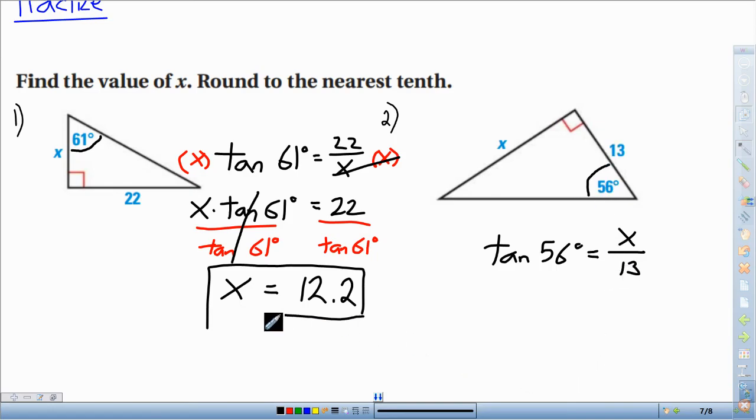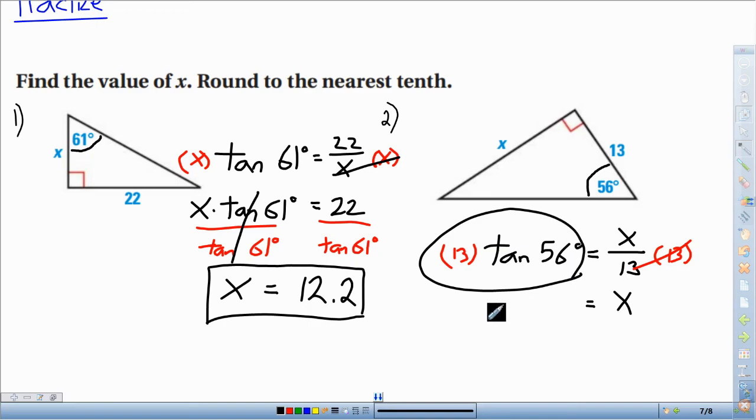All right, so on this problem here, looks like our variable is ending up in the numerator, the top, which doesn't matter. We're going to multiply by what's in the denominator. So multiplying by 13, both sides. And by the way, these problems where the variable ends up in the numerator are the easier, the quicker of the two, because all we got to do is multiply by that denominator. These cancel, and we're getting x on the right, and on the left, this is all we need to type in our calculator, 13 times tangent 56.